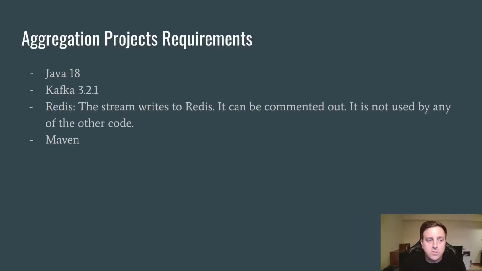When you run these projects, you're going to want Java 18, Kafka 3.2.1. The stream application right out of the box writes to Redis. You don't necessarily need to do that. There's instructions in the README on how to take the Redis code out. If you don't want to mess with Redis, you don't have to. The JavaFX application won't be affected by it. It's just kind of there to show how you could potentially write these updated party statuses to Redis.